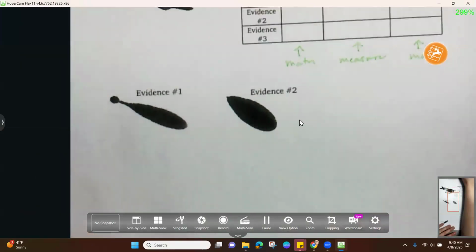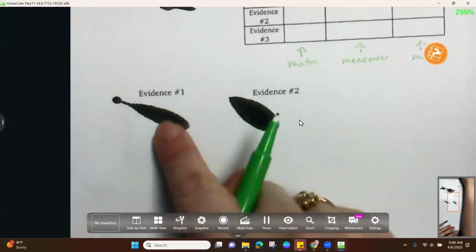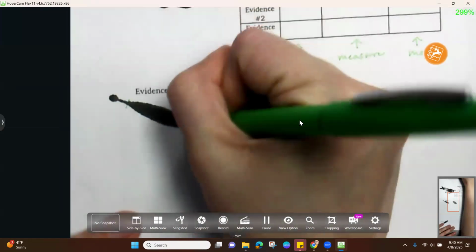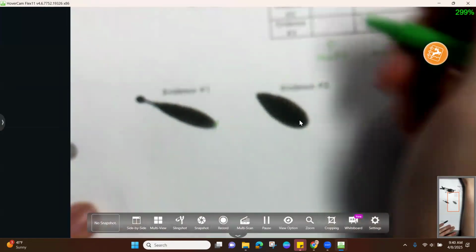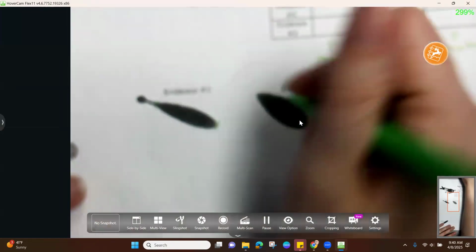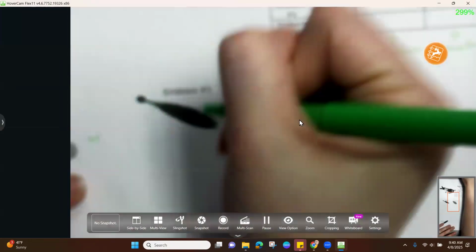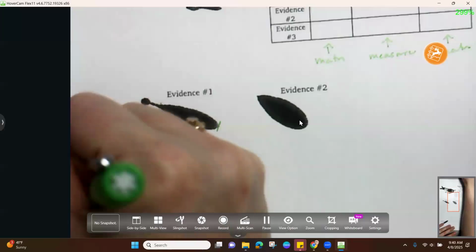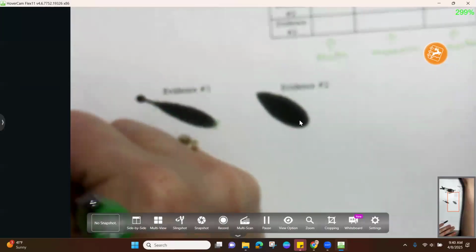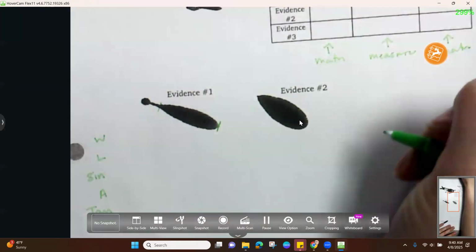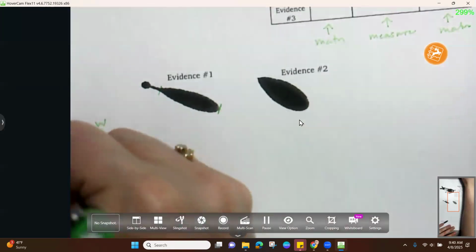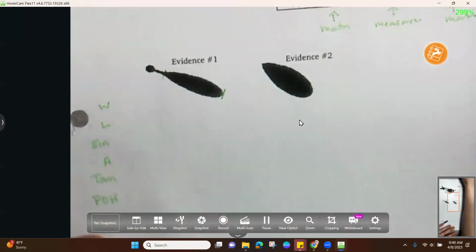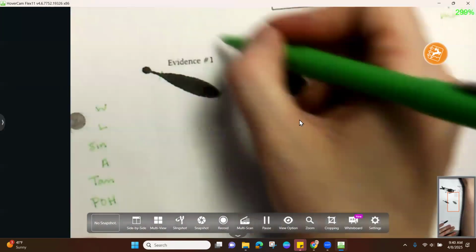Okay, so you're going to go to your first blood drop here. And remember, you only measure the original blood drop. You don't include the tail when you're doing your length measurements. And for each blood drop, we're going to make ourselves a little data table of sorts. So we're going to need the width, the length, that will then solve for sine. Then we'll find our angle and we will write down our tangent. And then at the end, you're going to have your POH, or point of origin height. So these are the things we're going to do for this blood drop.